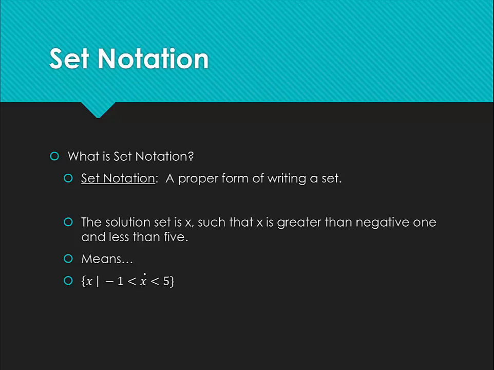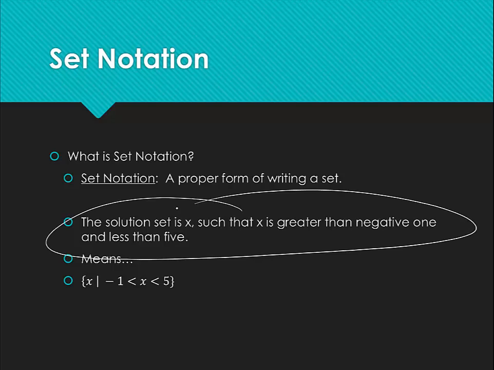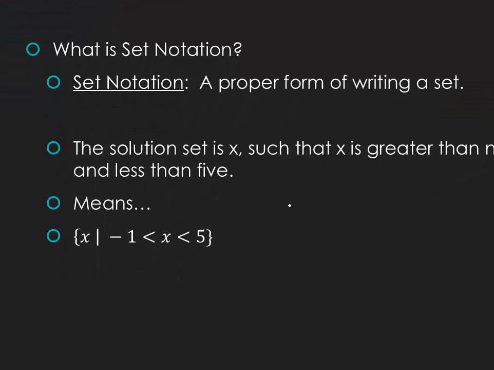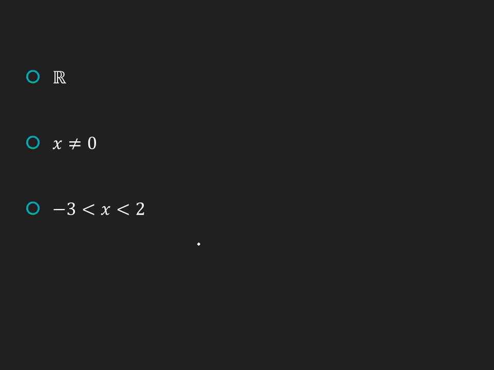What is set notation? Set notation is pretty much just a proper form of writing a set, so a proper math form. So pretty much if we were to write this as a set, which is the solution set is x such that x is greater than -1 and less than 5, you would write it just like this. x such that -1 is less than x and x is less than 5. That's it. So some examples.